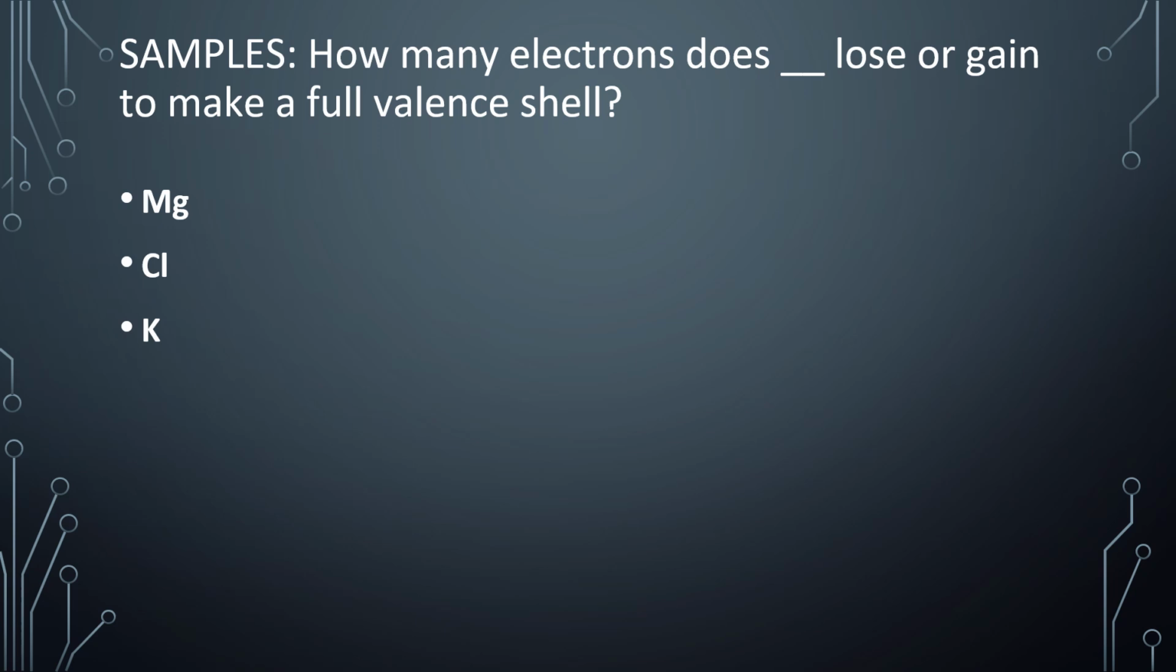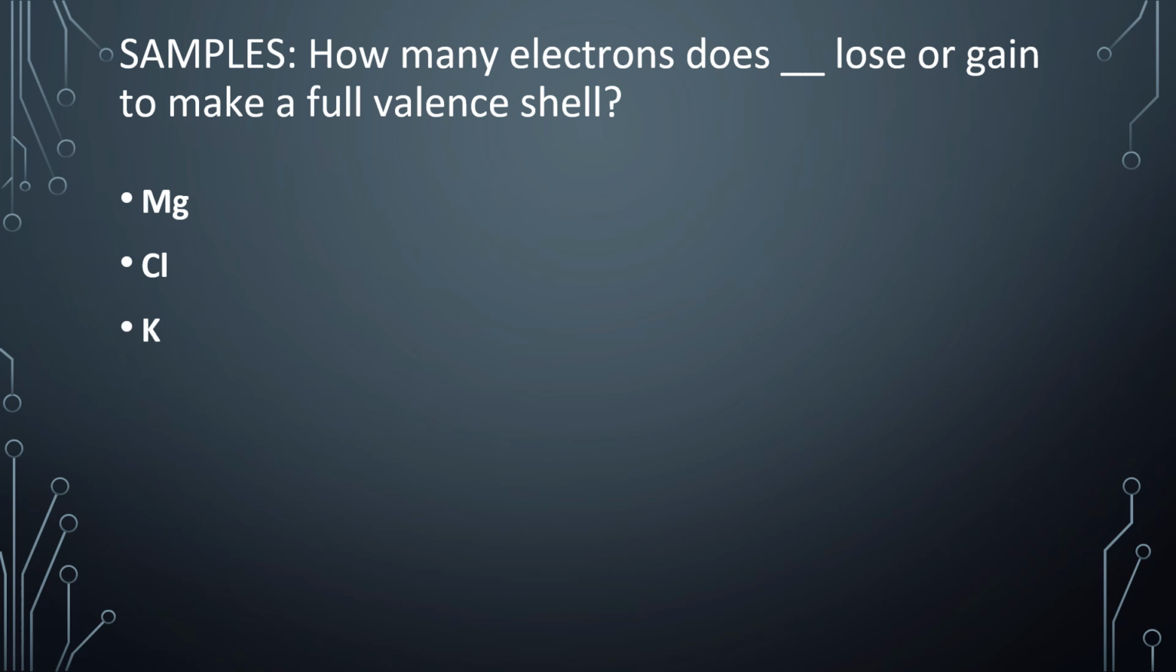So magnesium, when you look at your periodic table, in order for it to behave like neon, it will lose 2 electrons. So by losing 2 electrons, its oxidation number will be 2 plus, because you have more protons than electrons. So by having more protons, you have a plus charge.